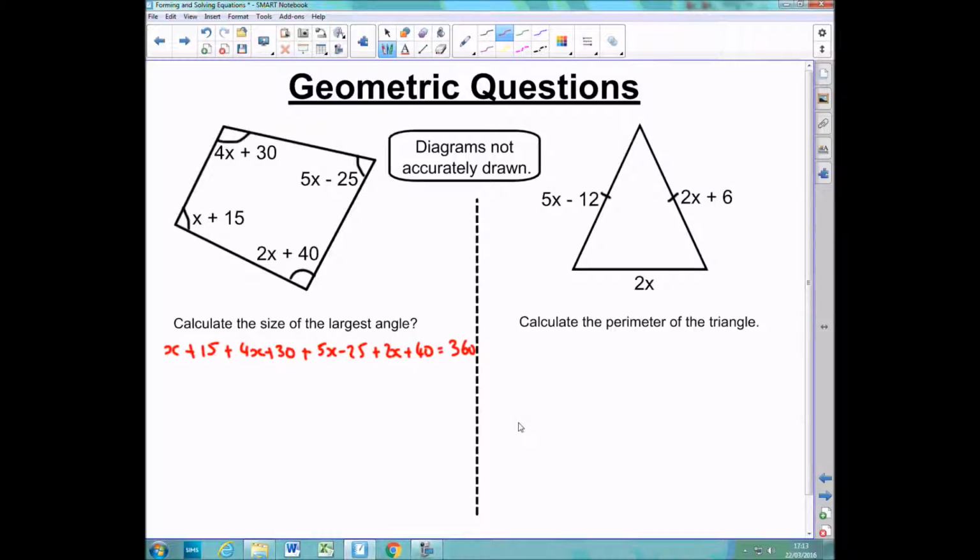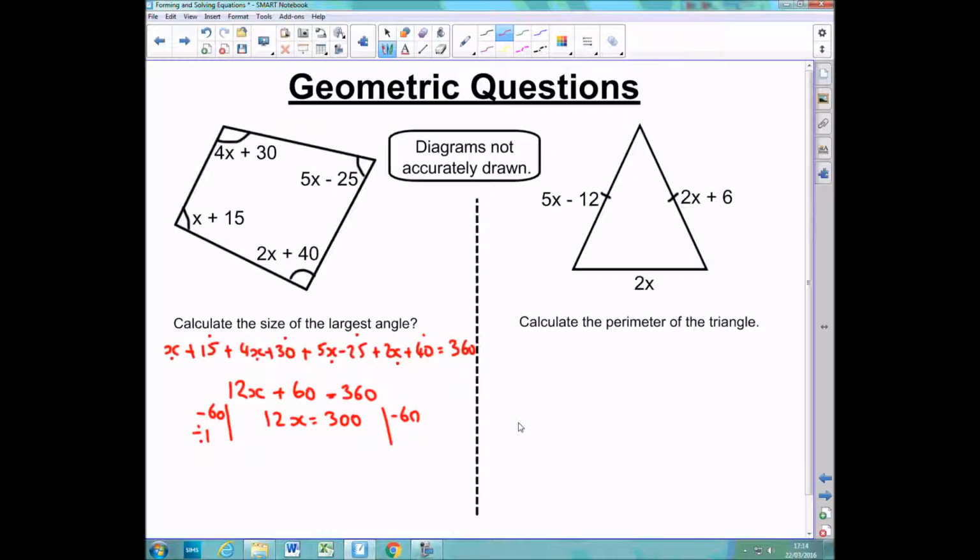Now the left hand side of the equals is a bit of a mess, so I'm going to tidy this up. x plus 4x is 5x, plus another 5x is 10x, plus another 2x is 12x. Doing the same thing with the numbers, 15 plus 30 is 45, minus 25 is 20, plus 40 is 60, and that still equals 360. Now I'm going to put my two lines down and solve this equation. I'm going to minus 60 from both sides. I get 12x equals 300.